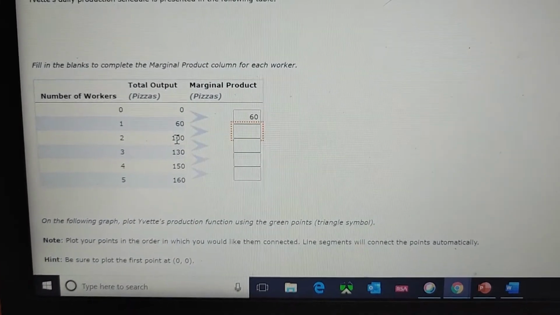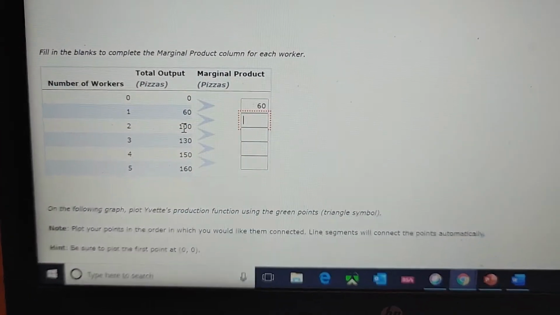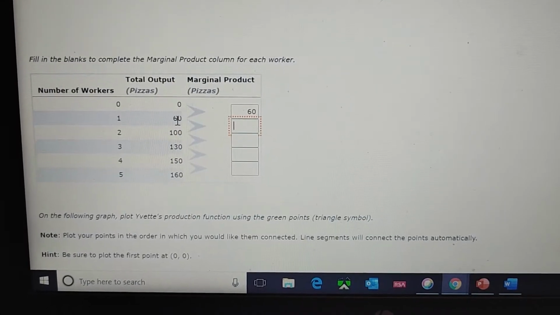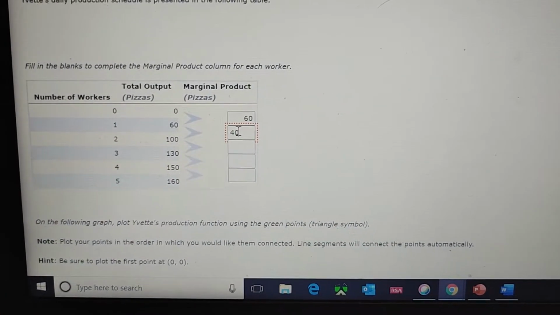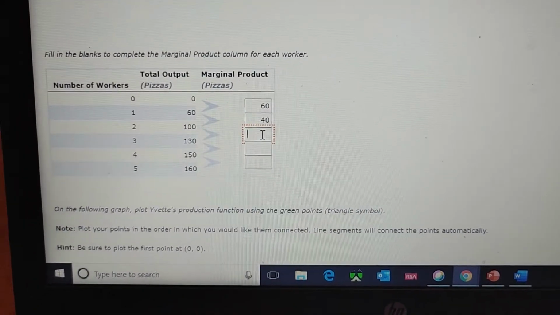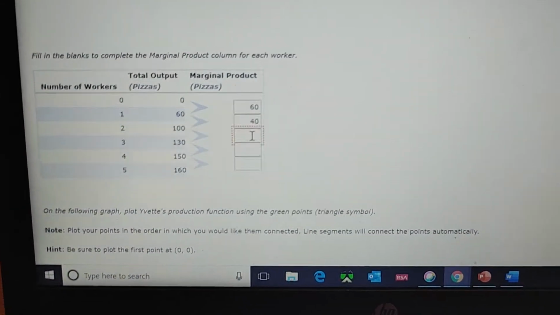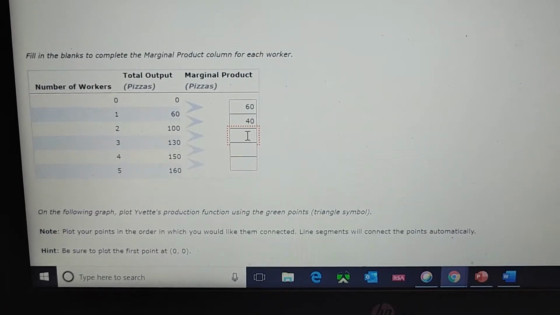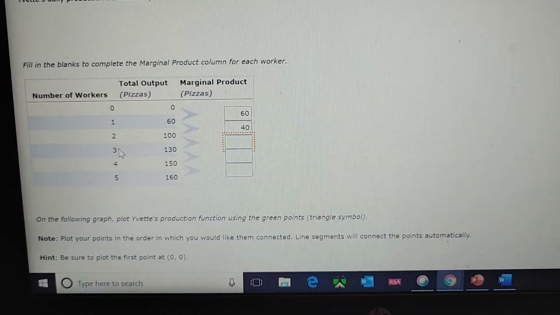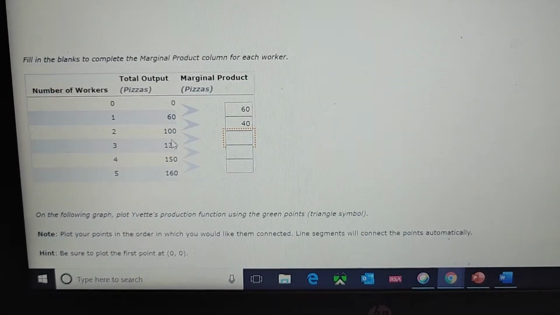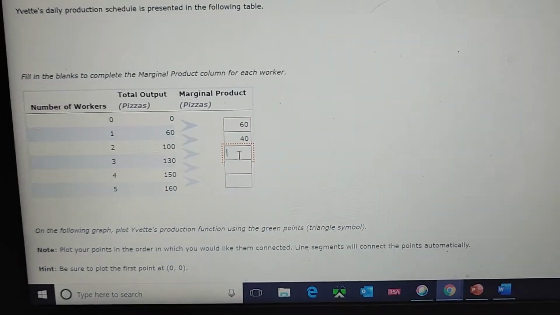You may want to instinctively answer 100, but that's not the answer, because we only went from 60 to 100 when we hired that second employee. So actually the answer is 40, okay? You only want to answer this based on how many additional pizzas that new employee brought to the process. So let's do the rest. When we moved from 2 employees to 3 employees, our pizzas went from 100 to 130. So we're going to put 30 there.